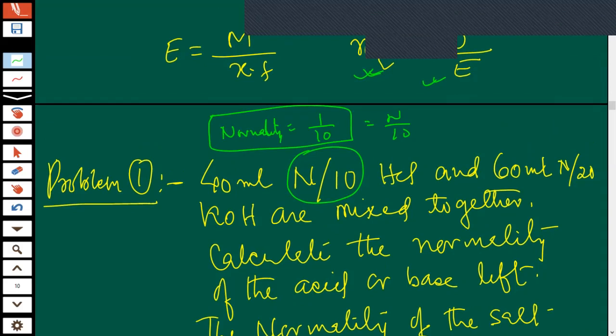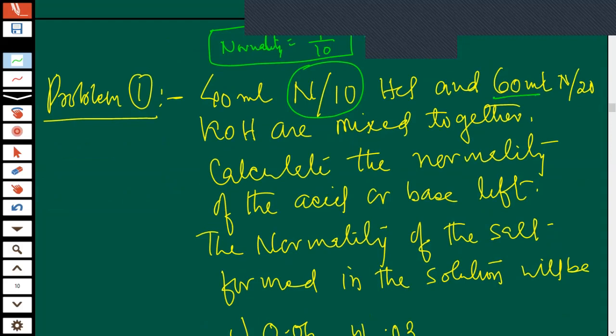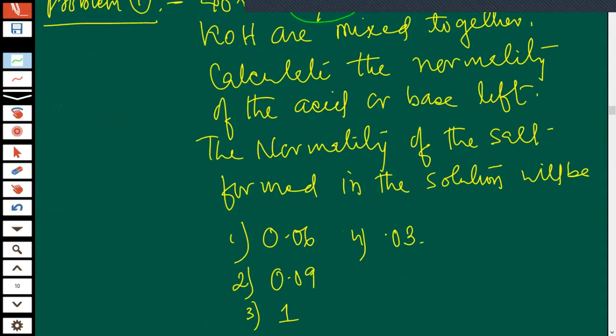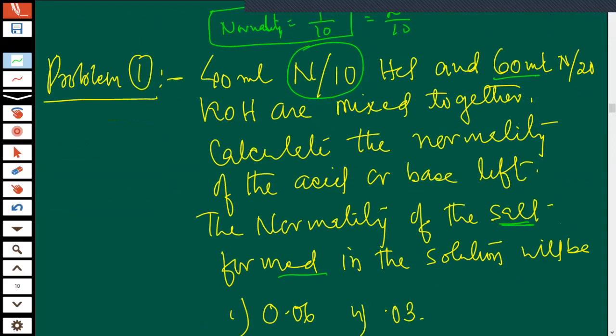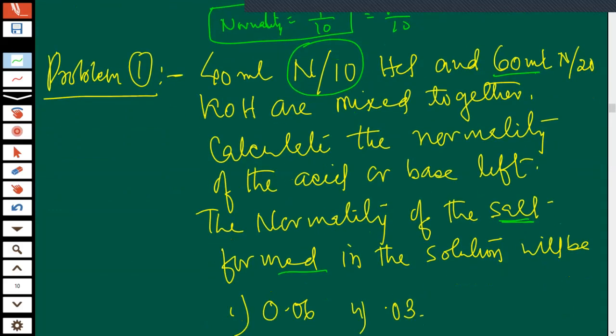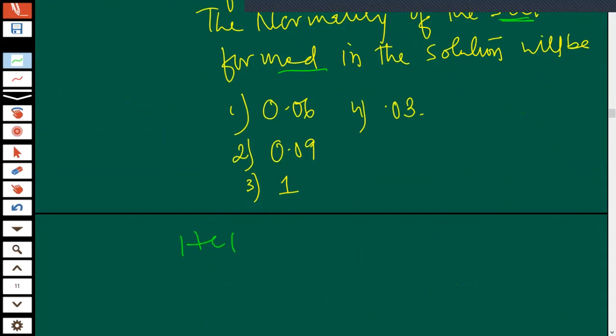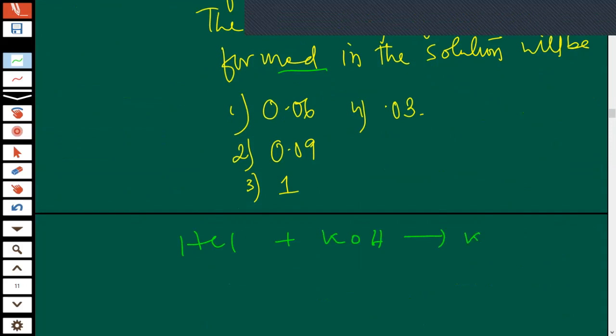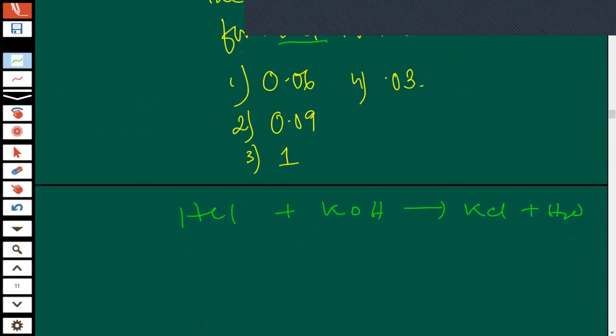And 60 milliliter of N/20 normality KOH solution is mixed. Now tell me the normality of the salt formed. What have they mixed? HCl and KOH. KOH gives you what? KCl plus water, H2O.